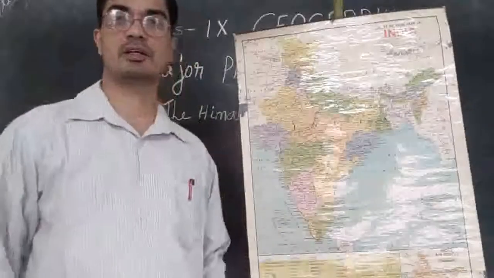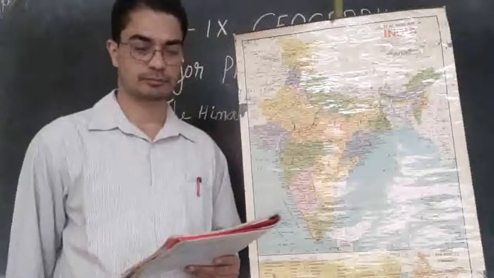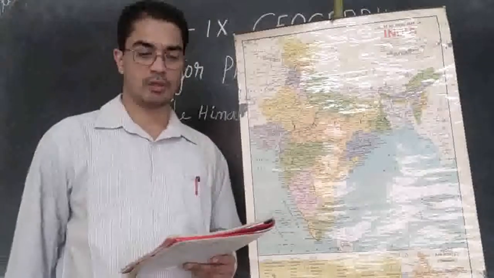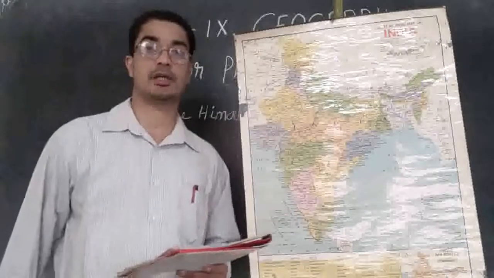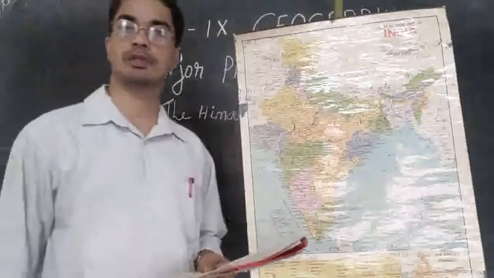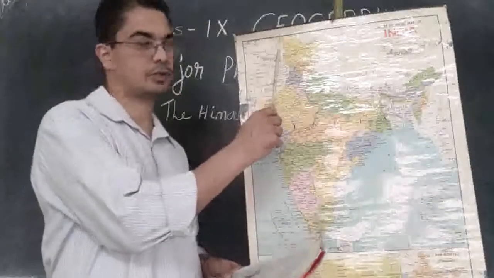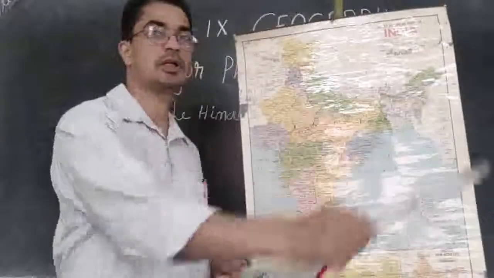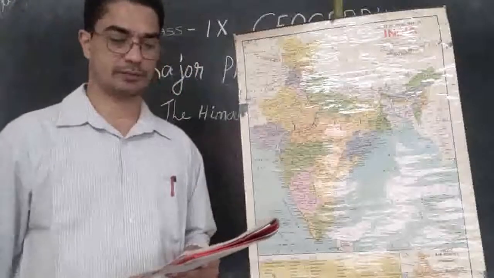So the mountains are like an arc, which covers a distance of about 2,400 kilometers. So if you take the length of the Himalayan mountains, how many kilometers will it come? If you take from the west to the east, it will be 2,400 kilometers.